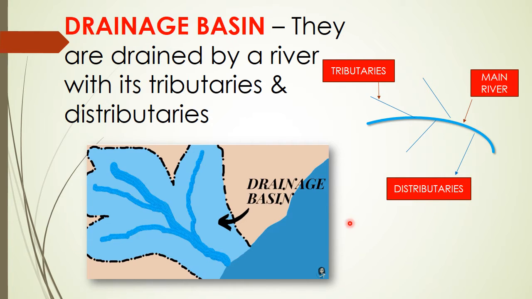So what is a drainage basin? They are drained by a main river with its tributaries and distributaries, and then it empties out into the sea. This entire area is called a drainage basin.